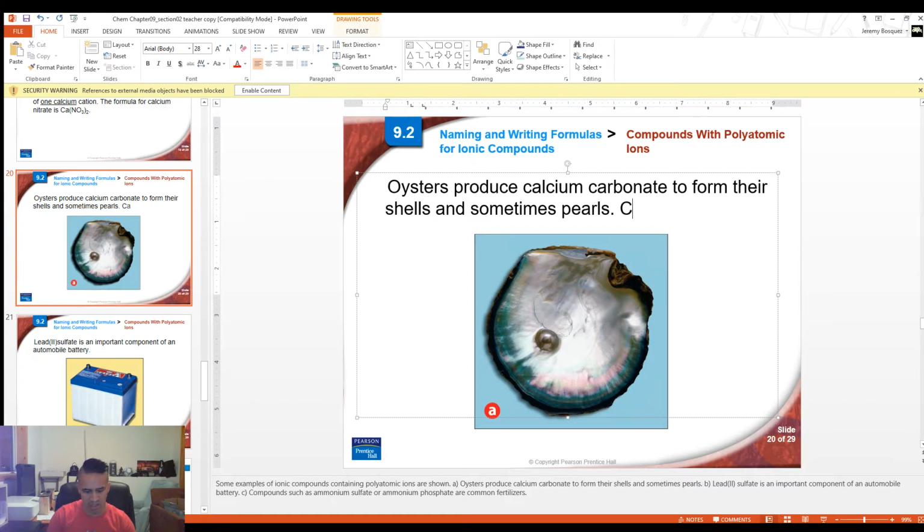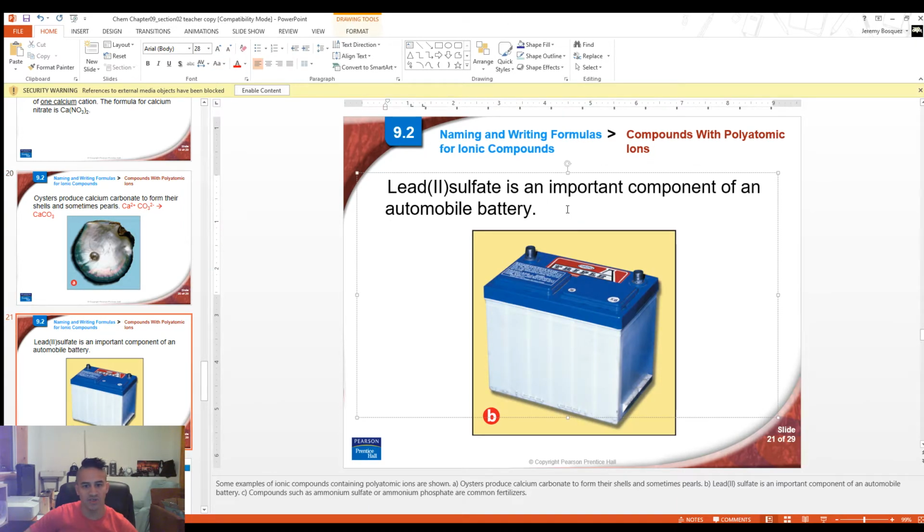So calcium carbonate, calcium would be Ca with a charge of 2+. Carbonate is a polyatomic ion with a formula of CO3 2-. So if we were to write this out as a formula, calcium is +2, carbonate is -2. Those would balance, so we'd need just 1 of each. And so we would get CaCO3. 1 calcium, 1 carbonate would balance out. There's our formula.